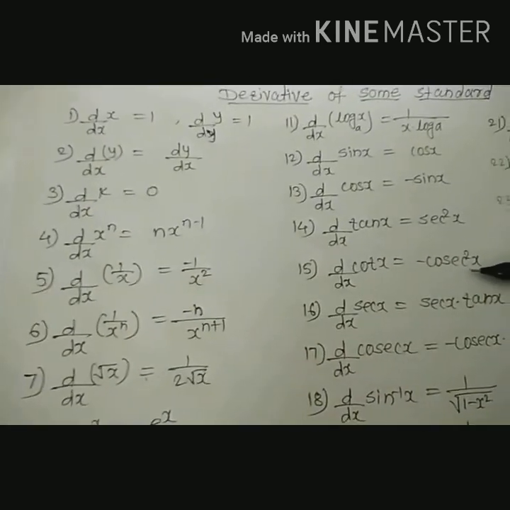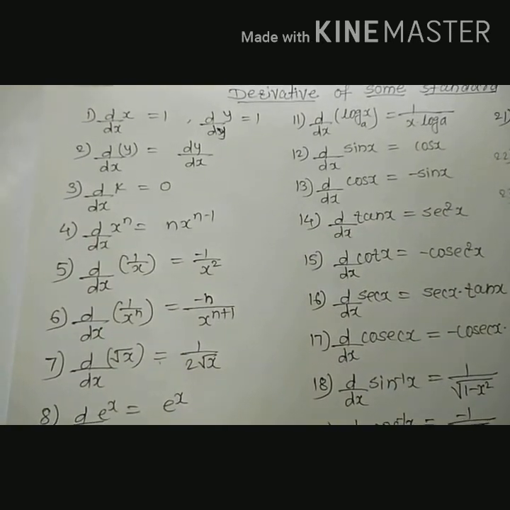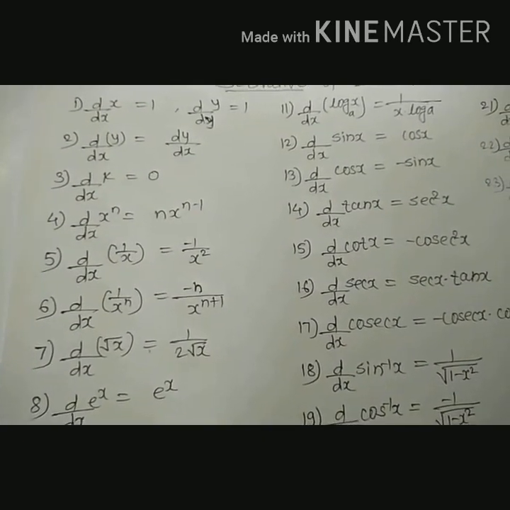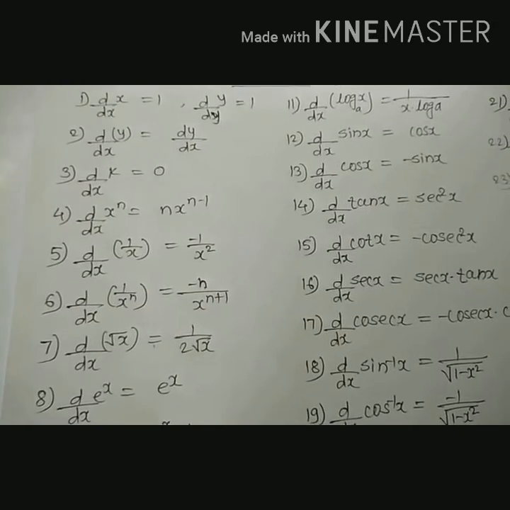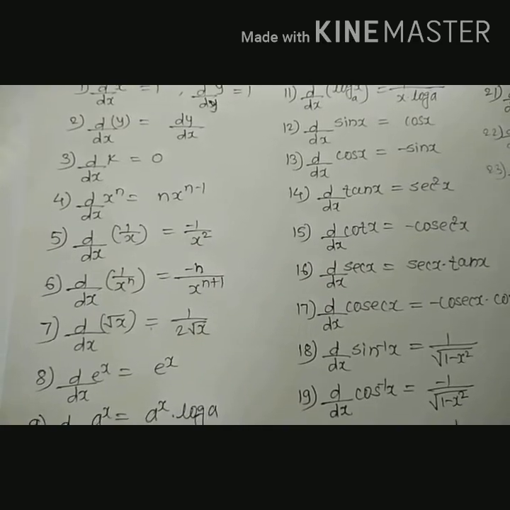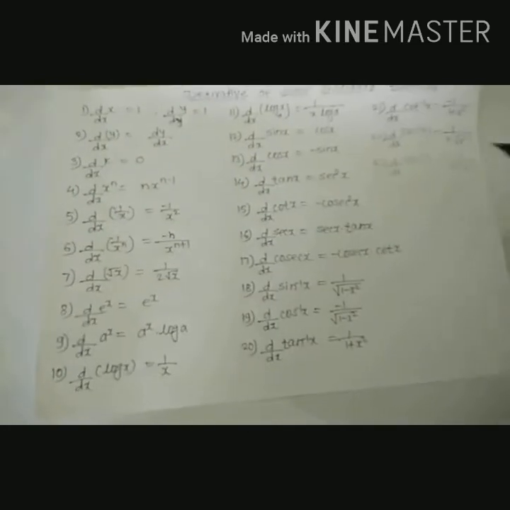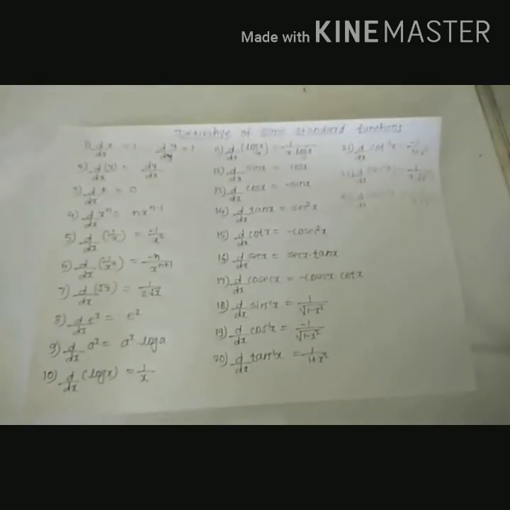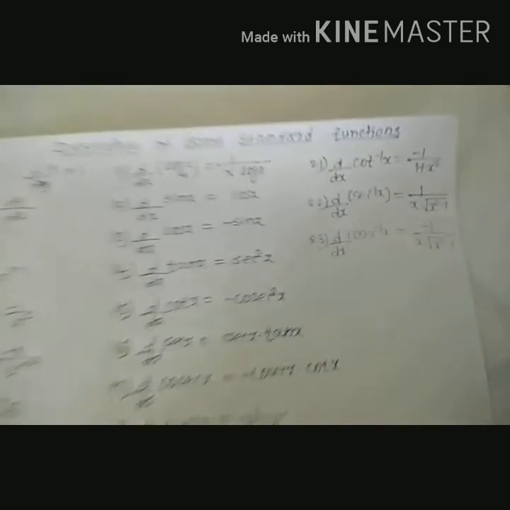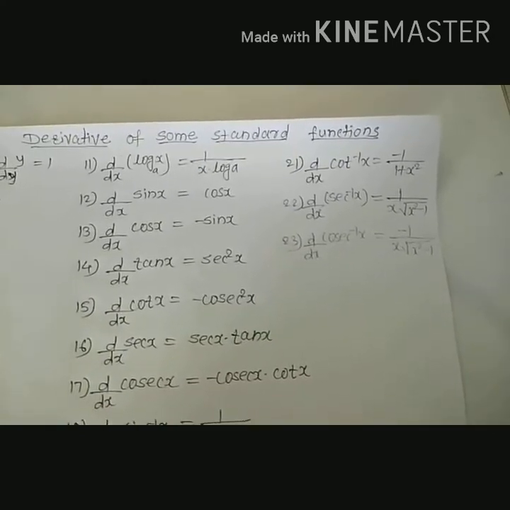Third formula is derivative of k equal to 0. K is a constant, that's why the derivative of a constant is always 0. Derivative of x raised to n equals n into x raised to n minus 1. Derivative of 1 by x equals minus 1 by x square. Like that, there are so many formulas. In total 23 formulas are given to you. You learn these, and next we solve some examples which depend on the formulas.